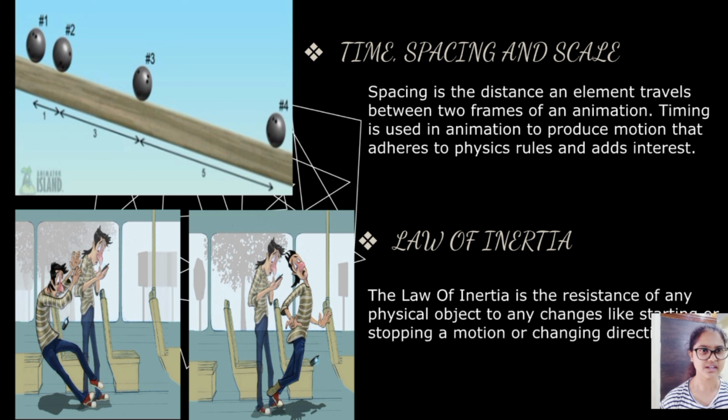Timing, spacing and scale. Spacing is the distance an element travels between two frames of an animation. Timing is used in animation to produce motion that adheres to physics rules and adds interest. Law of inertia. The law of inertia is a resistance of any physical object to any changes like starting or stopping a motion or changing direction.